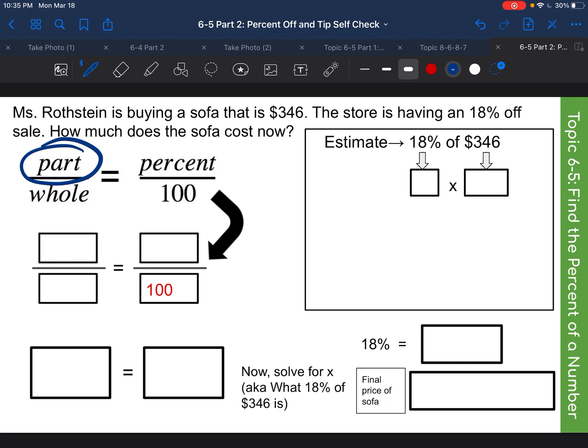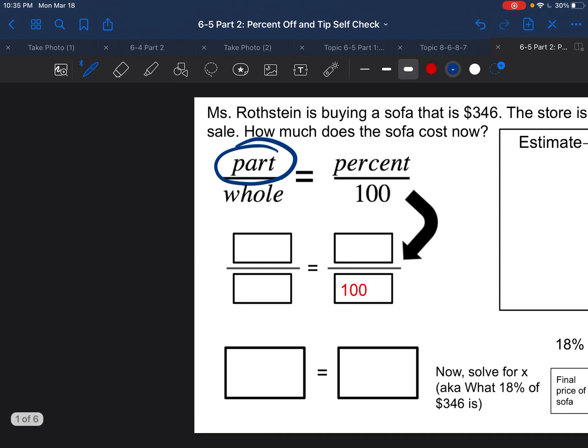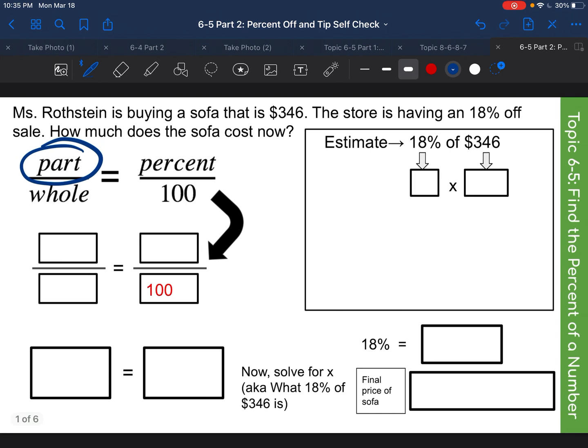But the thing with this is that we are going to be calculating tip and we are also going to be calculating percent off. So let's look at some of these examples. So let's look at the first one.